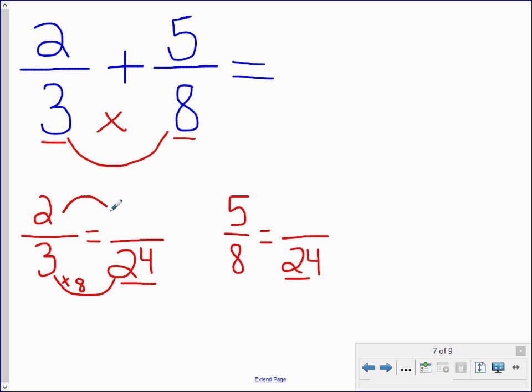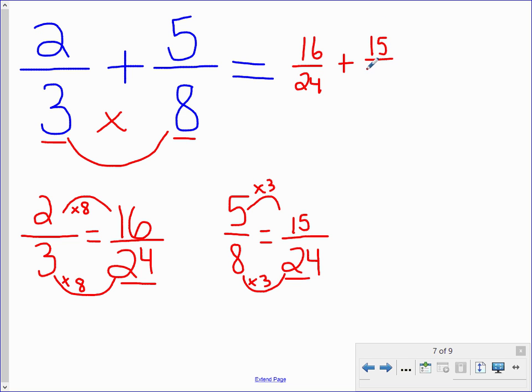If I multiply by 8 on the bottom, I have to multiply by 8 on the top. So 8 times 2 is 16. Now this one's going to be a little different because to get from 8 to 24, I'm not multiplying by 8. I'm multiplying by 3. So 8 times 3 equals 24. Then 5 times 3 equals 15. Now I've got a fraction with 24 as the denominator and another fraction with 24 at the bottom. Now they are like denominators, and I can add them together. So 16/24ths plus 15/24ths.